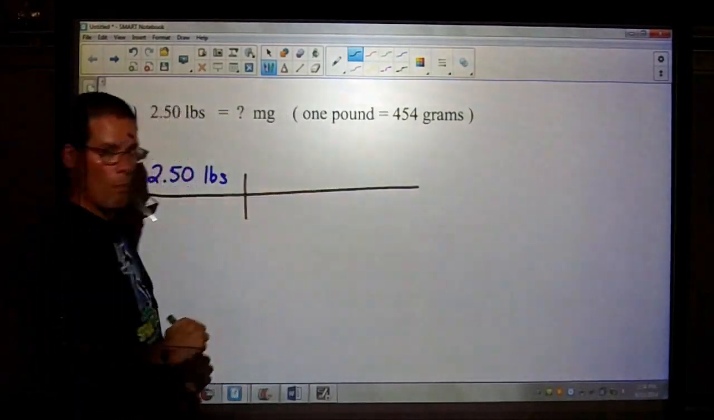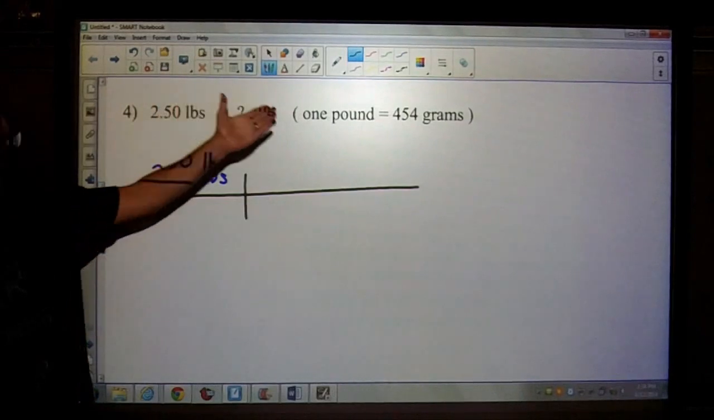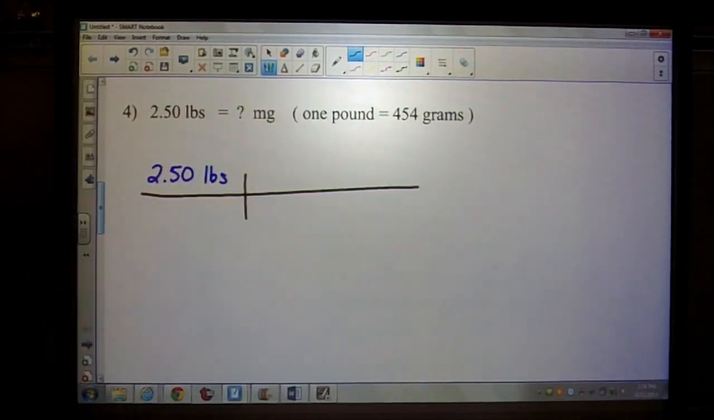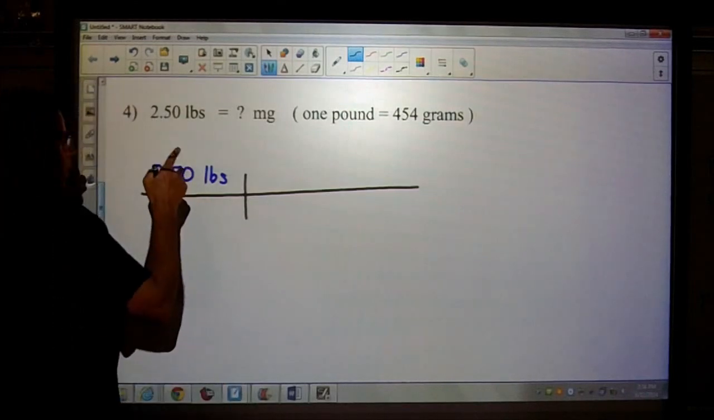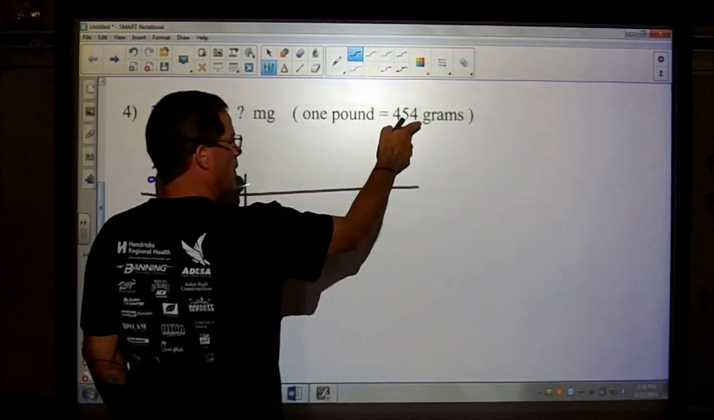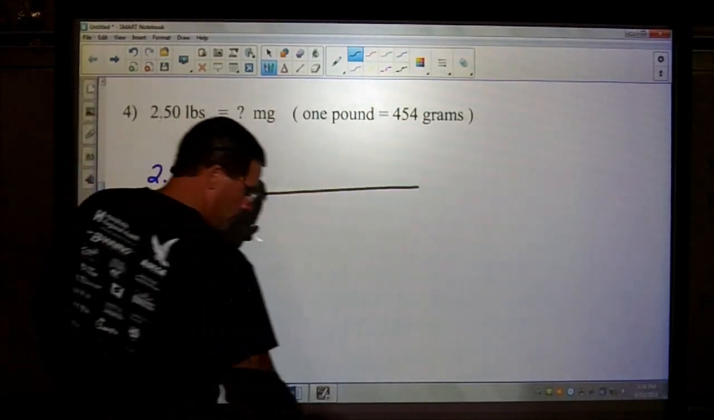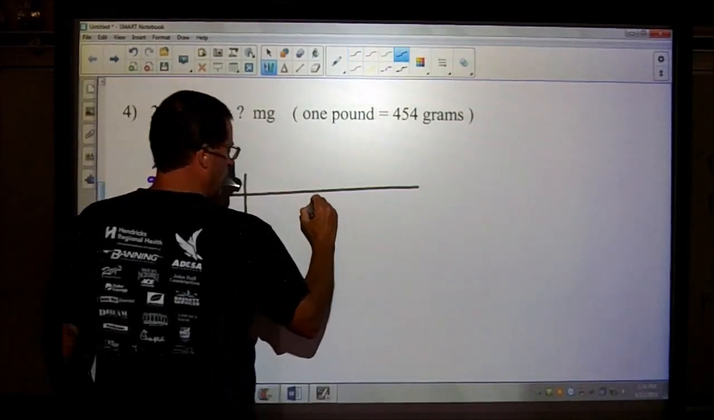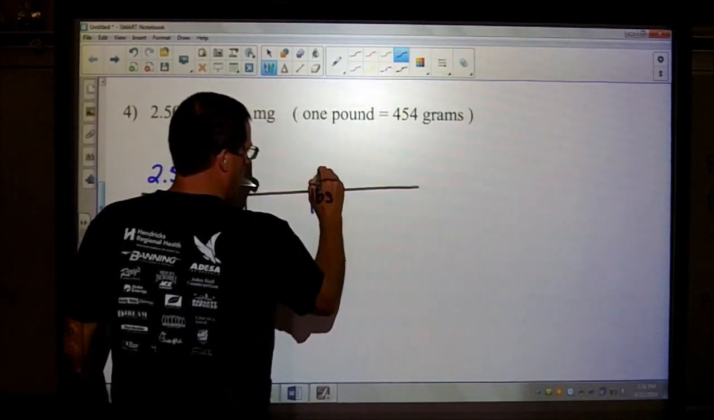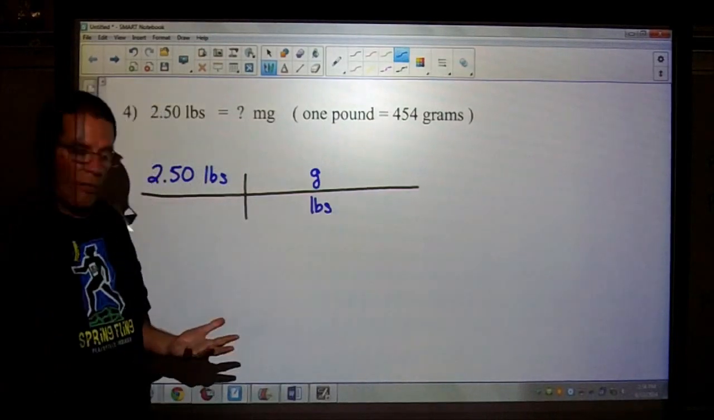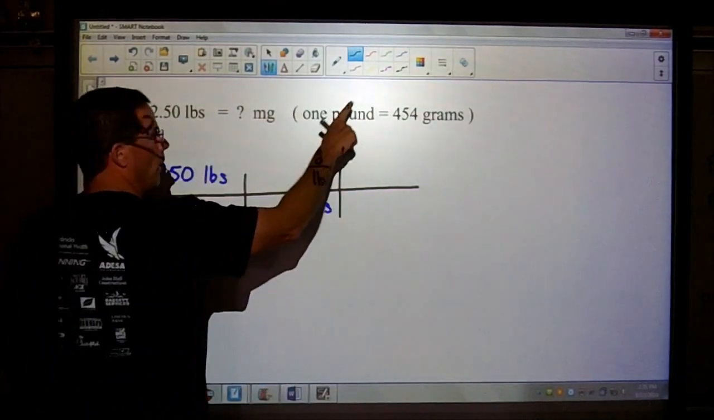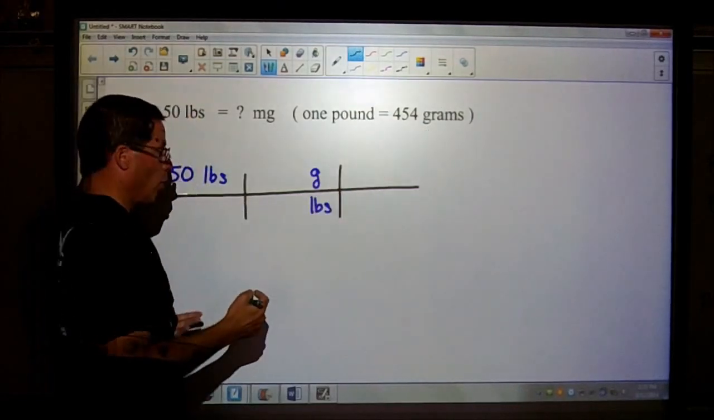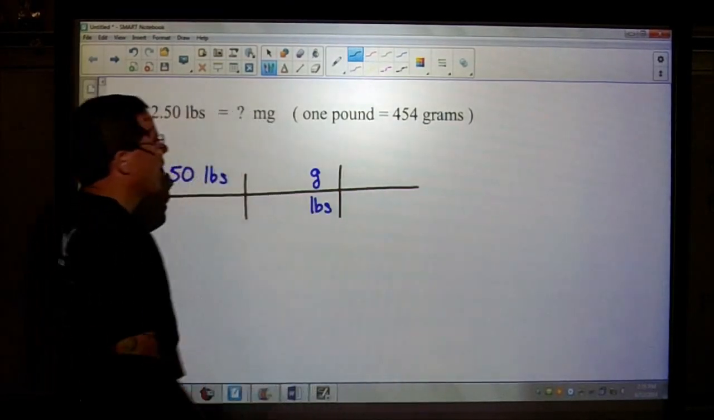And this will be more than one step since this is an English to metric conversion. So there'll be at least 2 steps, if not more. So we need to first of all convert our pounds into the metric, which in this case is grams. So I'll place my pounds here and my grams. Have to ask myself which one is a larger value. Well, in this case it says 1 pound equals 454 grams, so 1 is obviously larger.